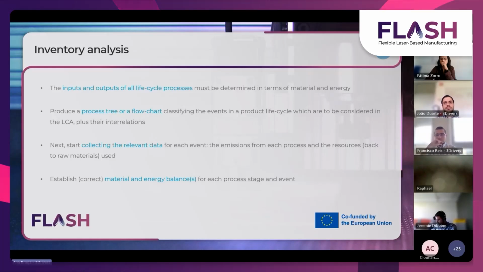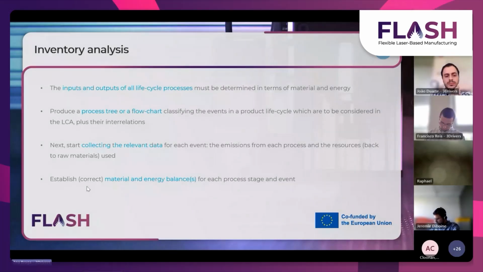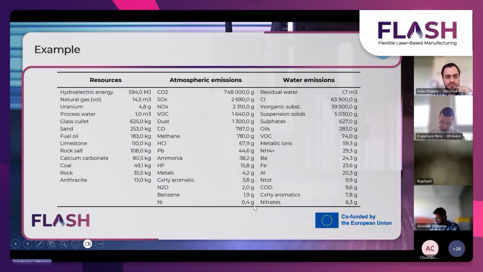And when you have this process tree or flowchart built, you can start to collect the relevant data for each event: the emissions from each part, the resources, everything that will be used and considered in the study. And of course, to establish the correct material and energy balances for each process stage and event. So this is an example. Of course, we have here the resources. In the resources, we have the materials and energy.